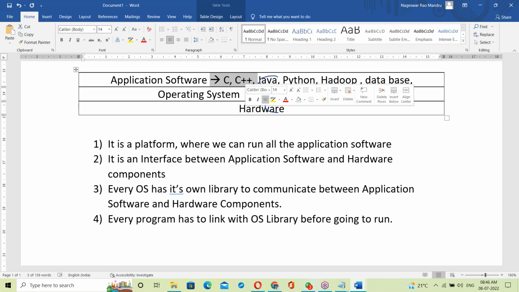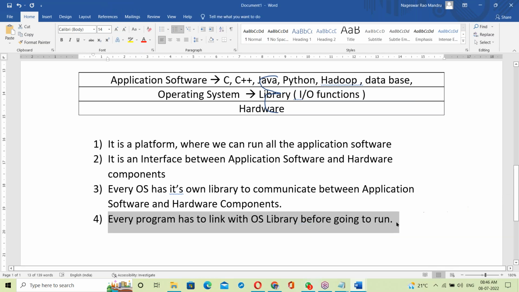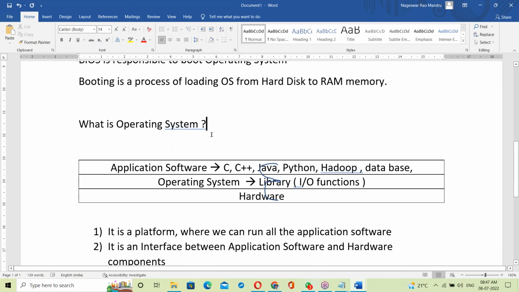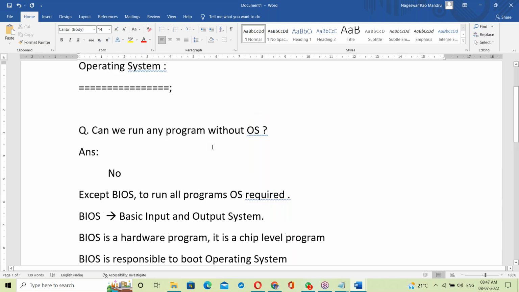Tomorrow I'll explain static linking and dynamic linking. Tomorrow we are going to enter into actual Java. Today was all the basics. Every program has to link with the OS library before going to run, either statically or dynamically. So that is the OS introduction, and that introduction is enough.